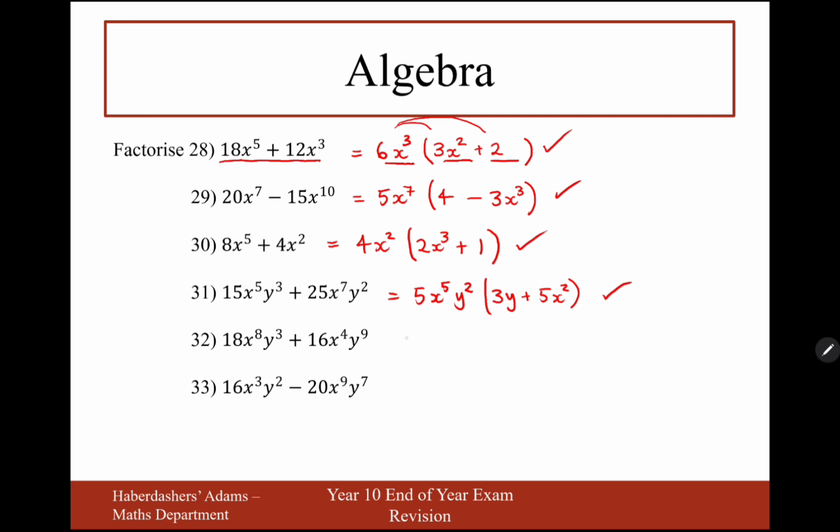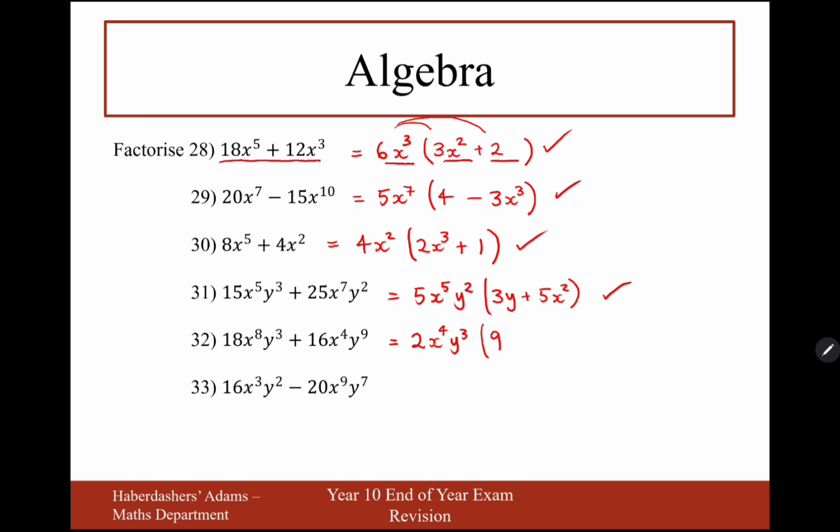Moving on to 32. The highest common factor between 18 and 16 is just 2. The lowest power out of 8 and 4 is x to the 4. And the lowest power out of the y's is a 3. Now we need to think about what's going inside our brackets. 2 will multiply by the number 9 to make 18.